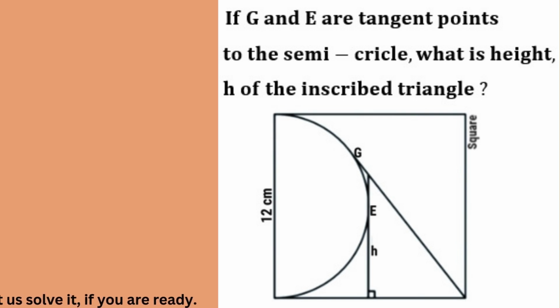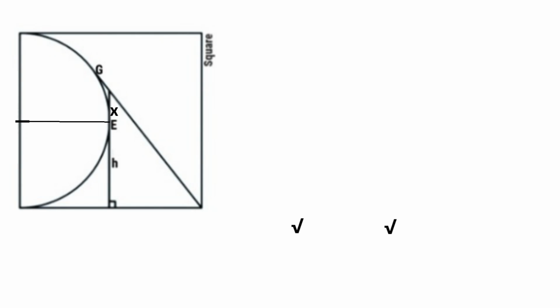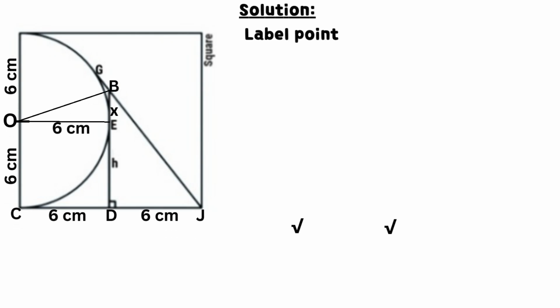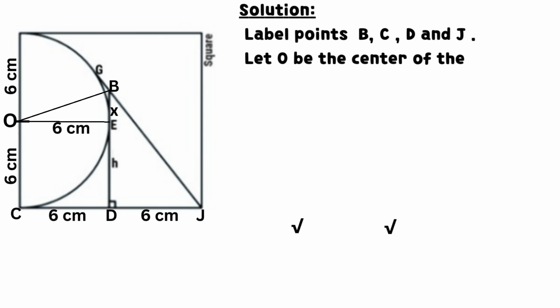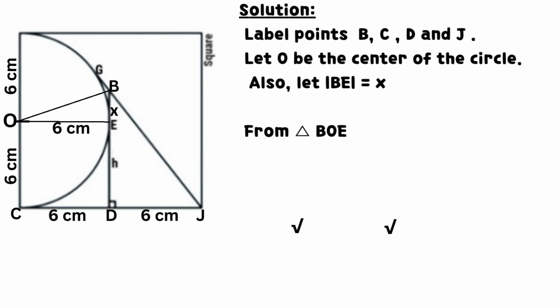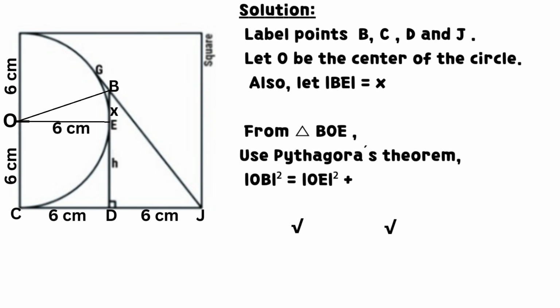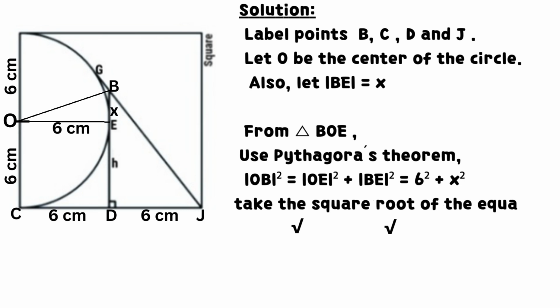What is the height, h, of the inscribed triangle in the square? Label points B, C, D, and J. Let O be the center of the circle. Also, let line BE equal x. From triangle BOE, use the Pythagoras theorem.